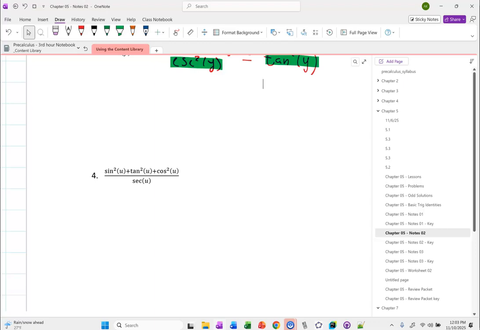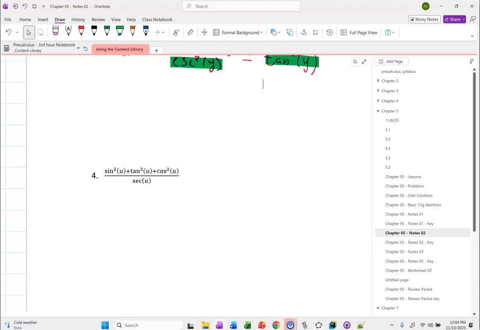All right, last one. Sine squared plus tangent squared plus cosine squared all over secant squared. Woo! That's a lot going on there. Do we see anything algebraic to do? It's already one fraction. There are no like terms to combine. There's nothing for me to reduce. So the answer to that is no, there's nothing really to do here.